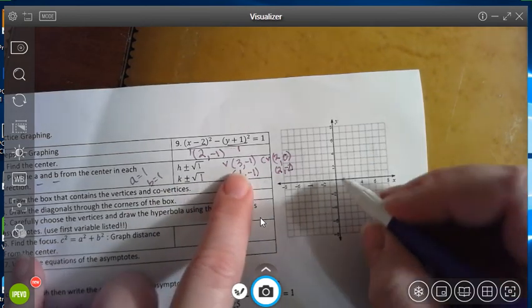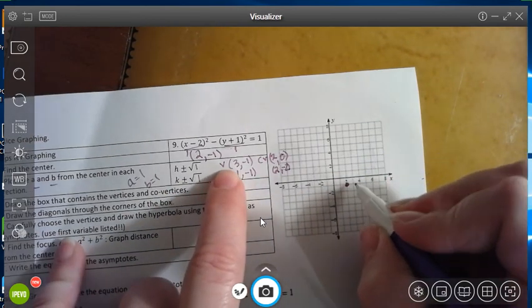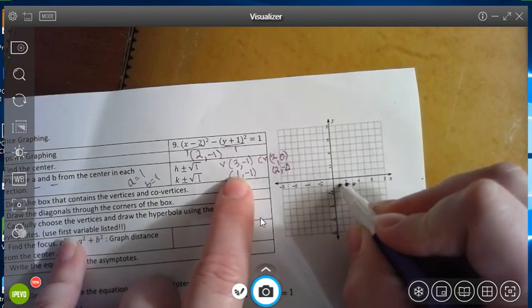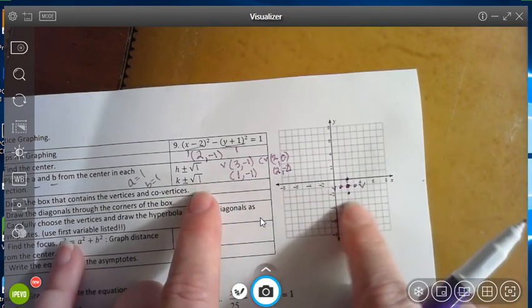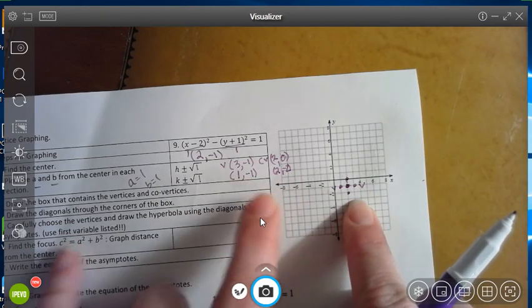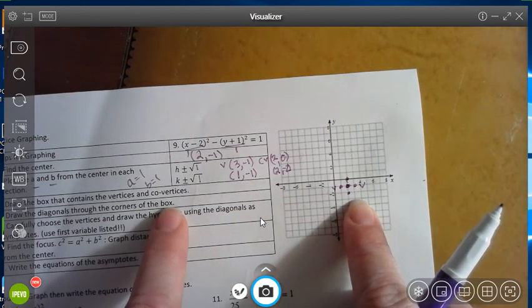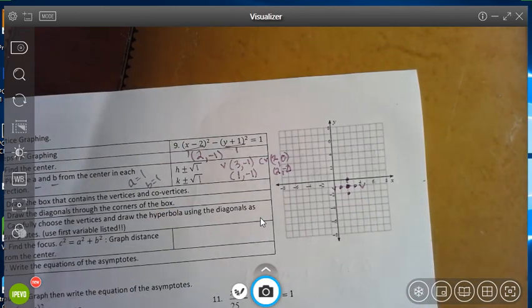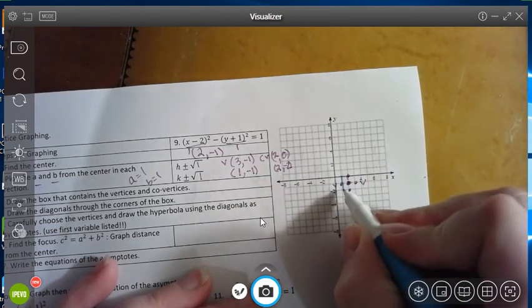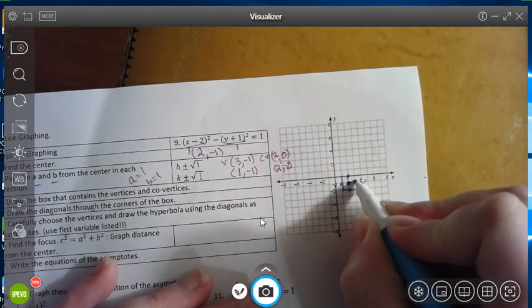Now I want to show you over here. I'm going to do that exact thing. I went out 1 in each direction. And notice the x was first. So these are the vertices. And then up and down 1 in each direction. And you're welcome to check these and make sure they match this. All right? Draw the box that contains them, okay? What box contains them? It's really simple. It's right here.